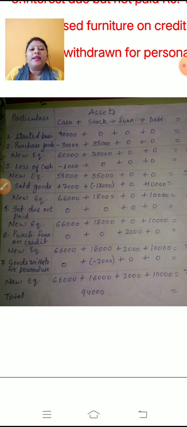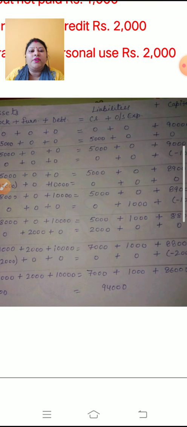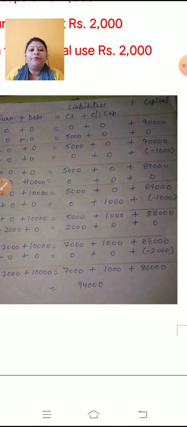So children, on the asset side you have to make cash, stock, furniture, debtor, and it is equal to the liability plus capital. This is the accounting equation. In liability you have to make two columns, creditor plus outstanding expenses. Outstanding expenses is also there. I will tell you in the transaction. So you have to make these two columns plus capital.